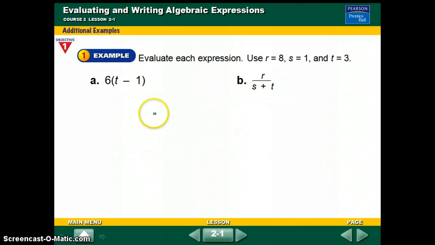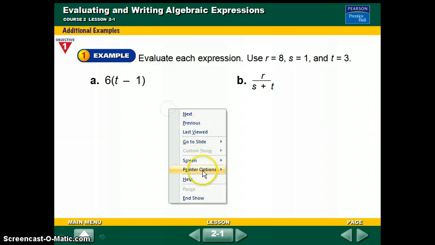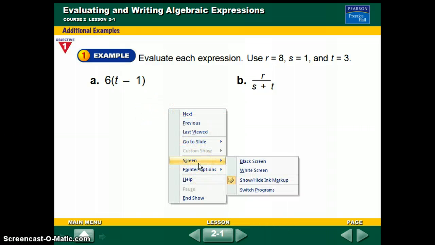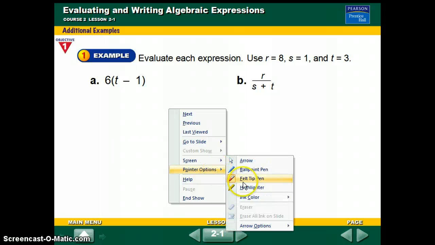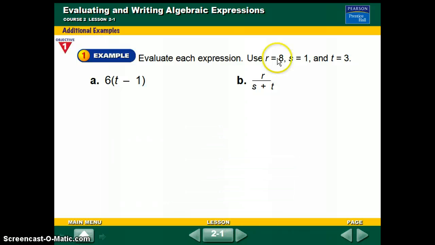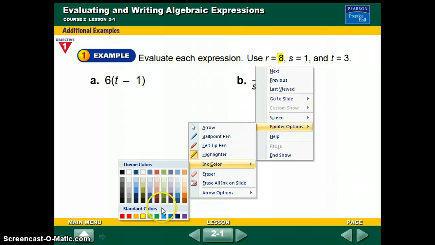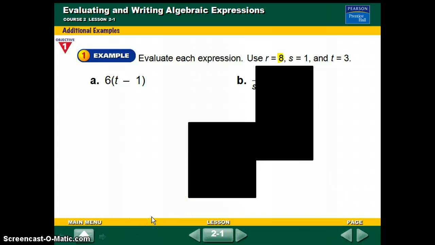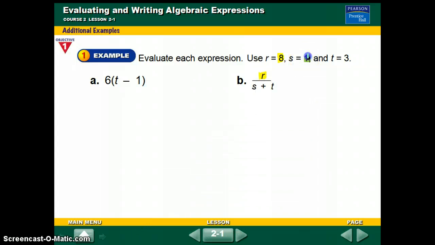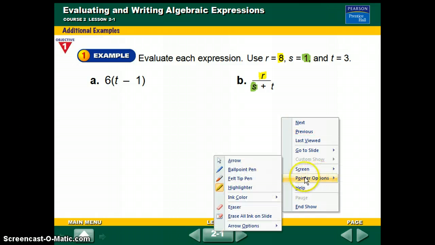Now take a look at what we've got here. It says evaluate each expression. So we're going to start, if I can get my highlighter here, by looking at r equals 8. So everywhere we see an r, we're going to put in an 8, which is only one spot out of those two things. Now what we're going to do is we're going to change the color here. I suppose we'll use green. And whenever we see an s, we'll label that green. We're going to plug in a 1. So I'm just color coding. I'm a big color coder, even on the chalkboard.